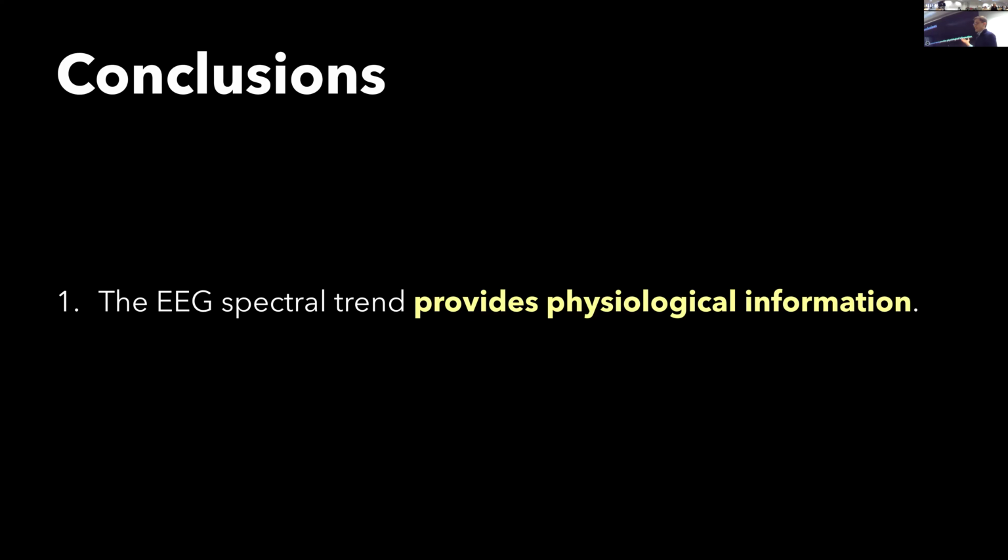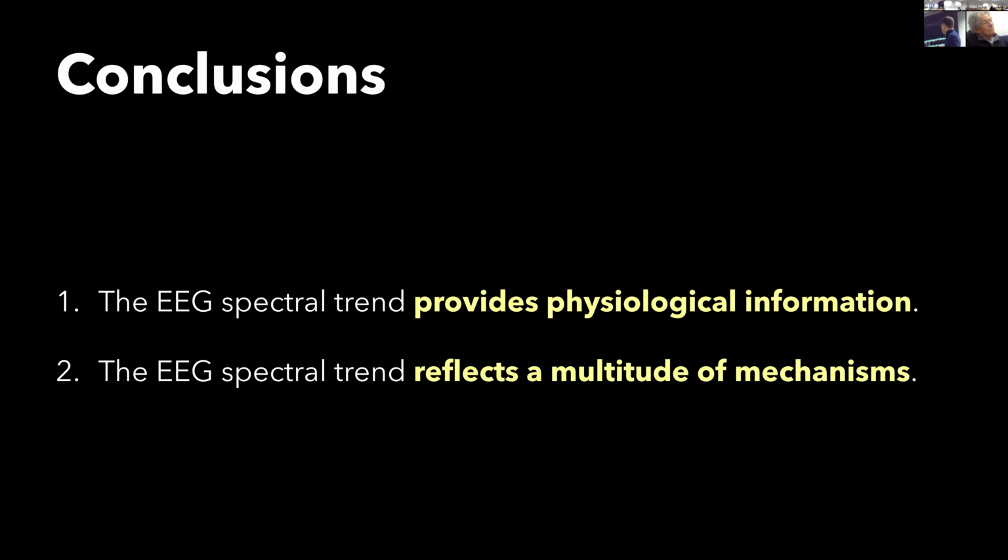So all that brings us to three main conclusions from the studies, the three simple conclusions that we can draw. The first one is that EEG spectral trend provides physiological information. It's not just noise to be discarded. It's not just an epiphenomenon of brain rhythms. It actually provides some interesting information about what's happening in the brain.